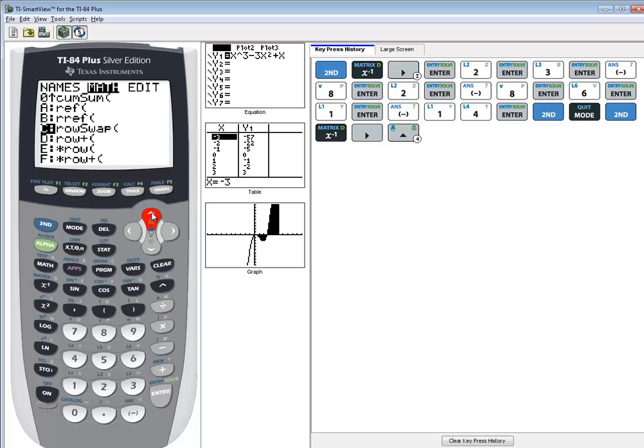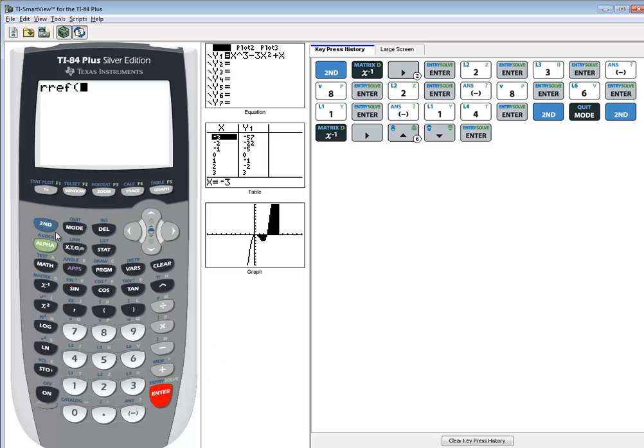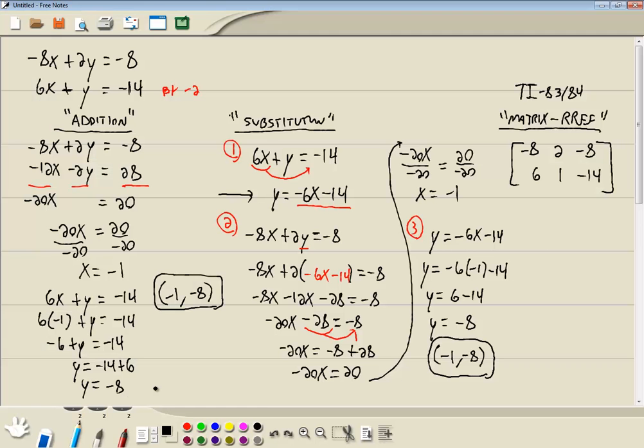It stands for reduced row echelon form, if you're curious. Once you get up there, make sure you choose one with 2 R's. You press enter on it. And then we'll go back in the matrix menu, second, x and negative 1, enter on A, enter again. And we get this right here.